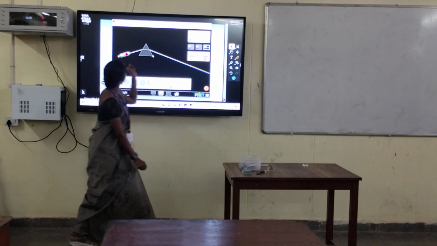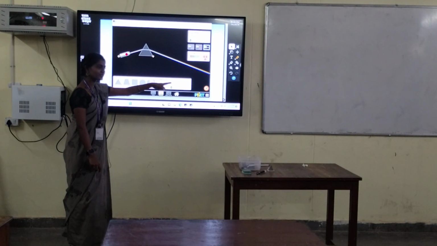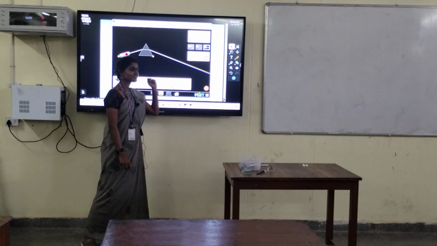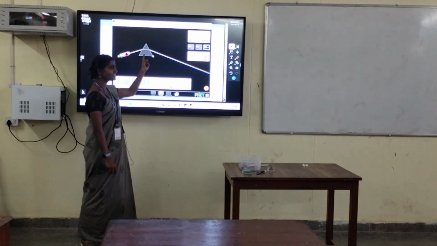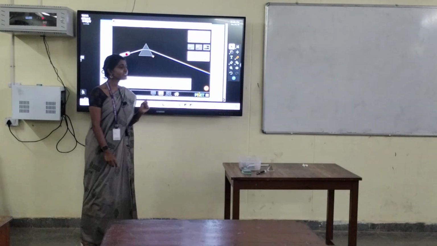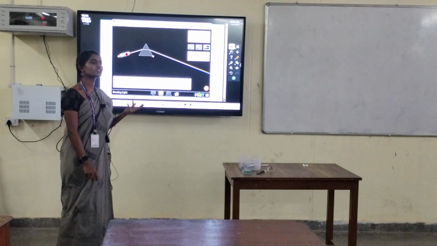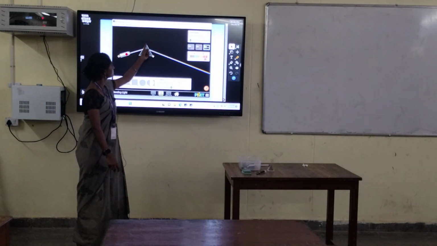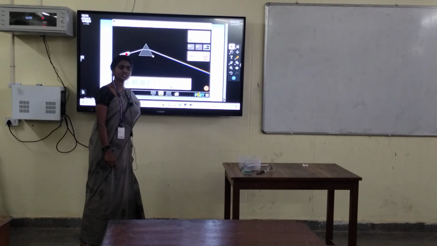We'll see that. Can you all see a white light passing through the prism? What can you all observe here? Colors. A white light splitting into different colors. So what is that called? It is called dispersion of light. Splitting of white light through the prism is called dispersion of light.